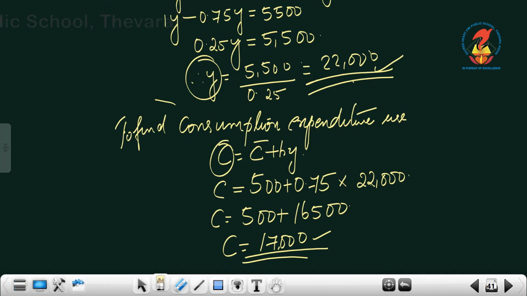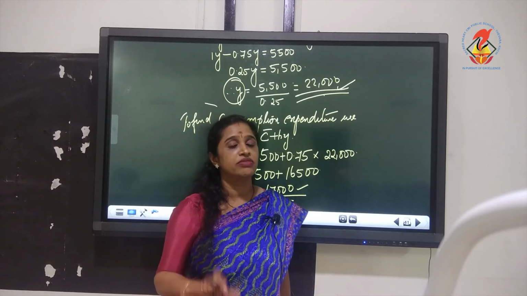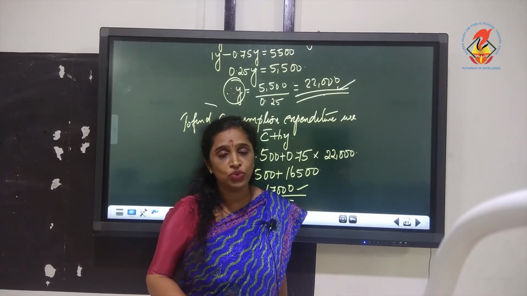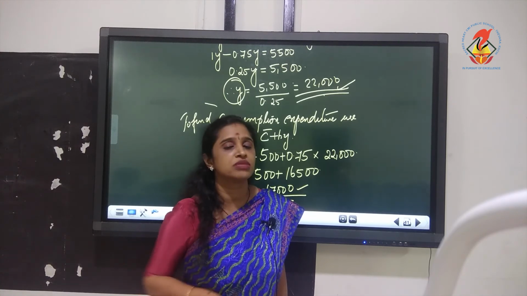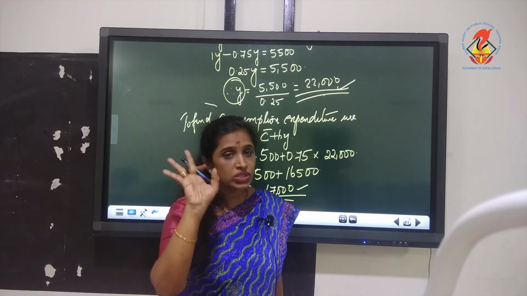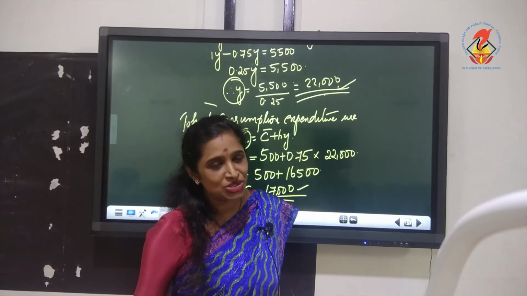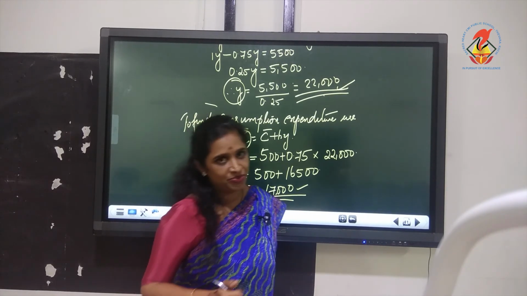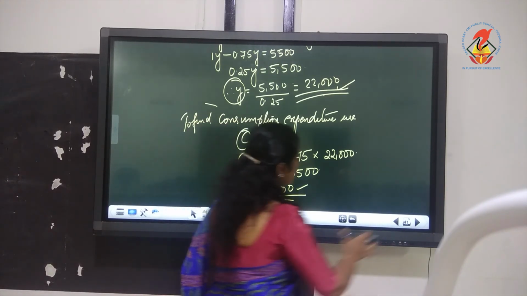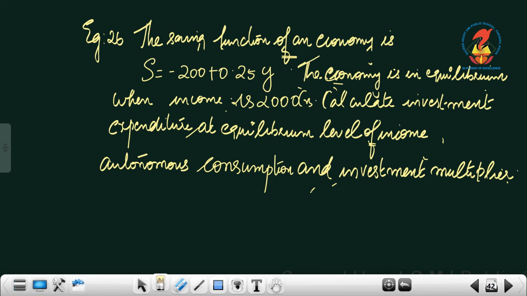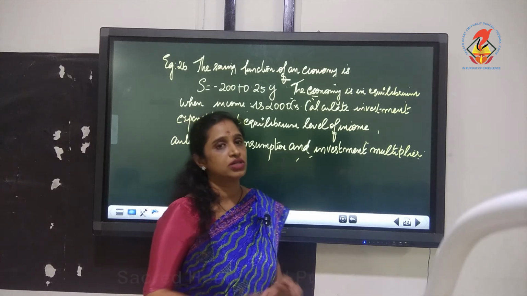So these are the values. This is how you find out. Always keep in mind, whenever a question asks you to find the equilibrium level of income given the consumption function equation, use the equation y is equal to C plus I. Hope it is clear to you. Now we will move on to the next problem. It is a little bit different from what we have learned.